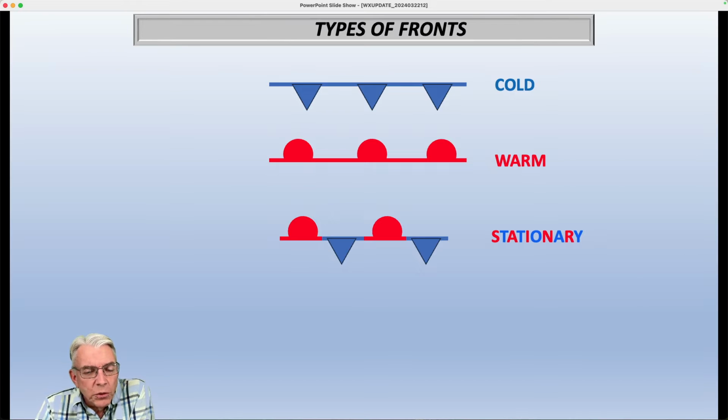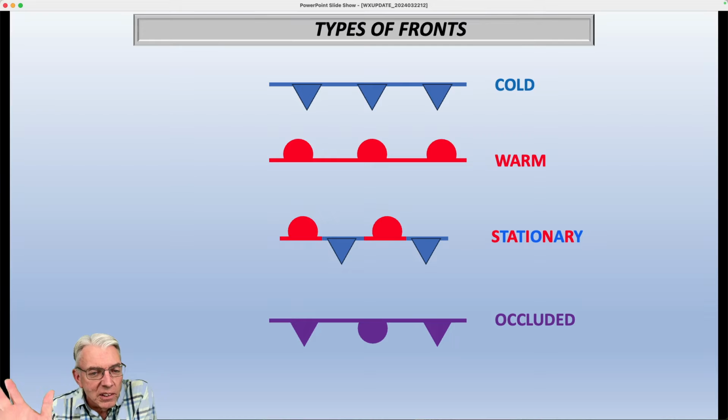Now, if the boundary between these two dissimilar air masses is either not moving at all or only moving very slowly, it is classified as stationary. And I always kid about the fact that stationary fronts look good on paper. And then the one type of front that is not talked about a whole lot, or at least not understood maybe, is an occluded front.